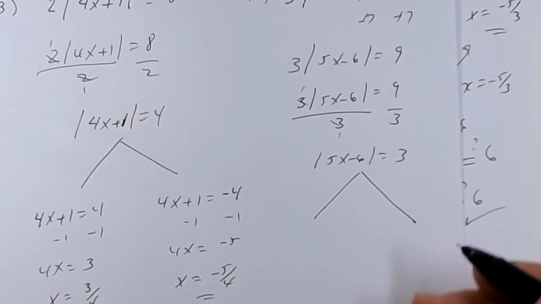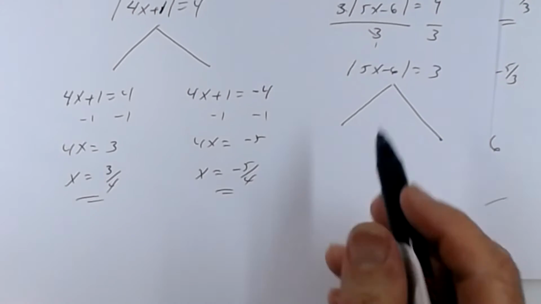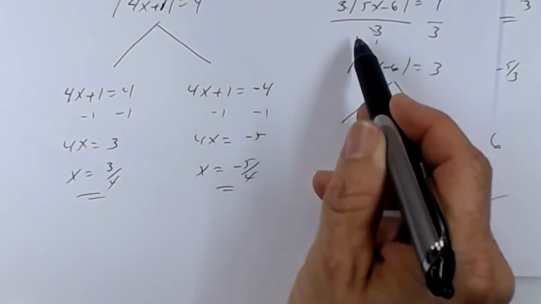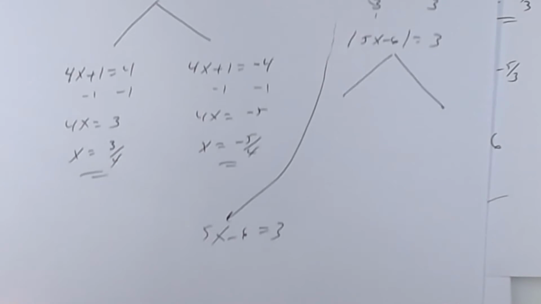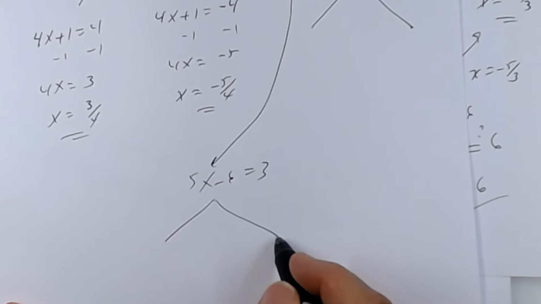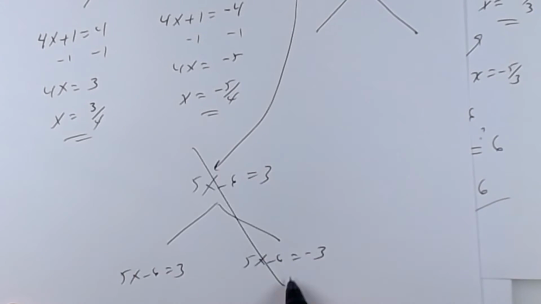So when you work on this in class, some of you are going to mess up at that point, and I'm going to explain why it's not correct at that point, whatever you put. Because here's what some of you are going to do, and I want you to understand why it's not correct. You're going to go from here to this, and you're going to say 5x minus 6 equals 3, and then you're going to split it apart. You're going to say 5x minus 6 equals 3, 5x minus 6 equals negative 3. But that's not correct.